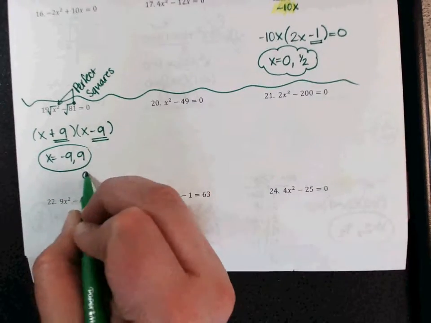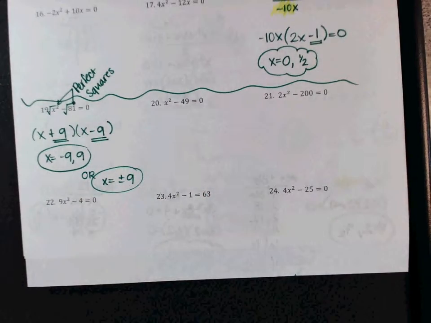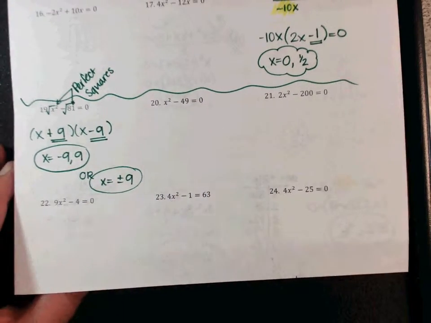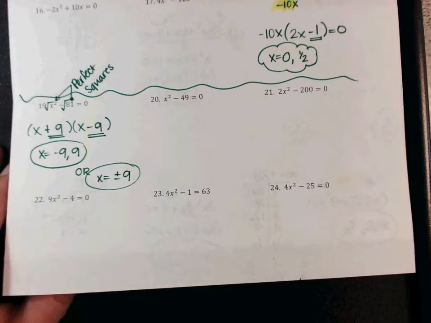Now, you can also write it like this. Plus minus 9. It does not matter to me as long as you do it one way or the other. Now, go to number 21. Can I take the square root of 2?